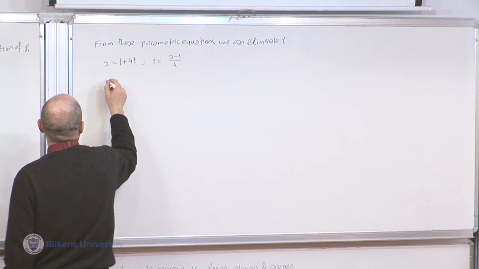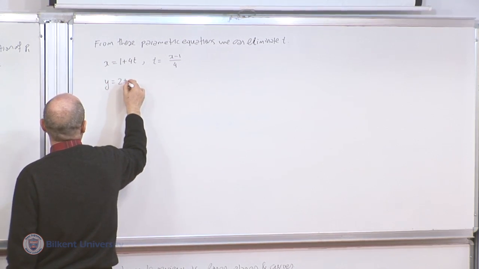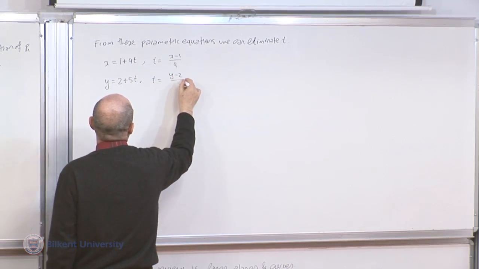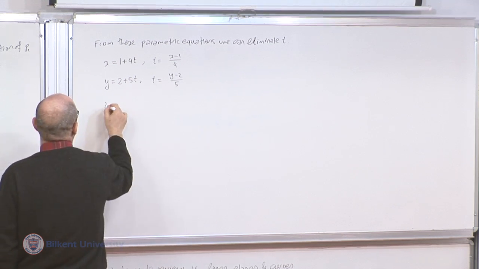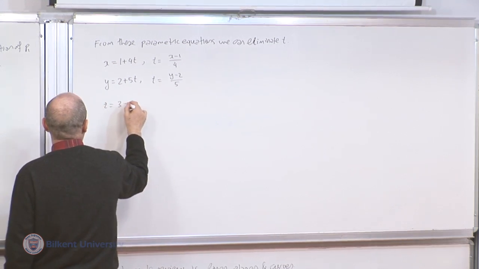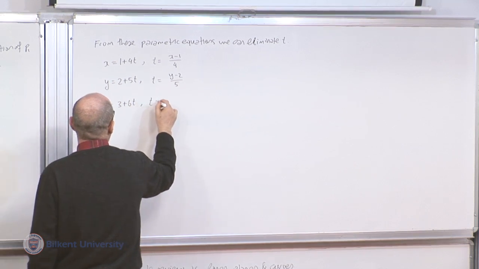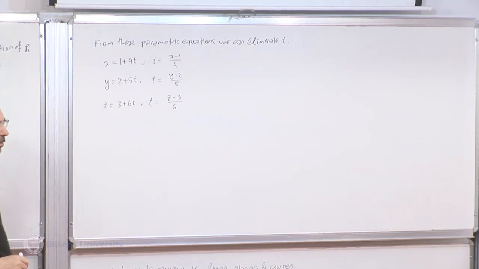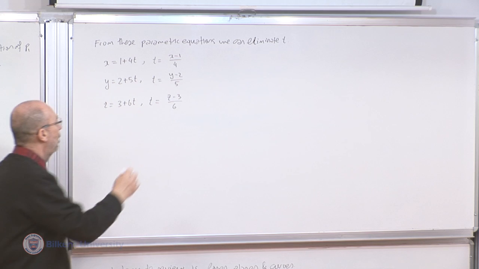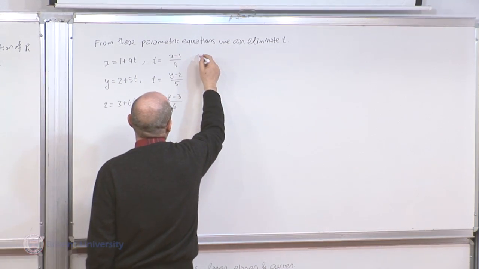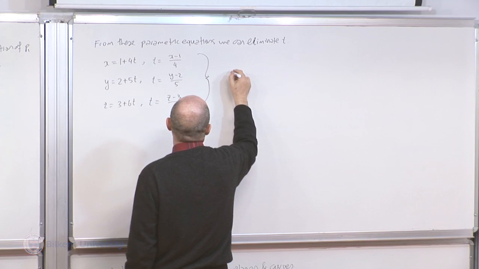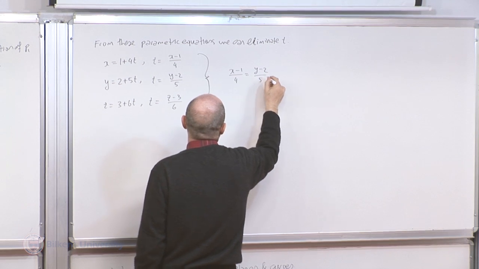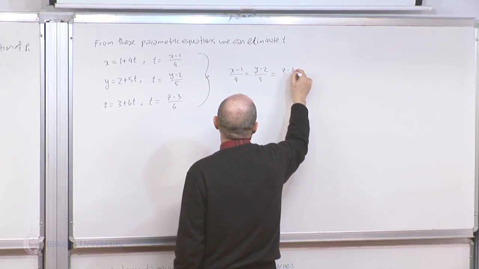From the other one, y is equal to 2 plus 5t, so t here is equal to (y minus 2) over 5, and z is equal to 3 plus 6t, so t here is equal to (z minus 3) over 6. Okay, they are all equal to each other because they are all equal to t. So I have here (x minus 1) over 4 equals (y minus 2) over 5, which is equal to (z minus 3) over 6.